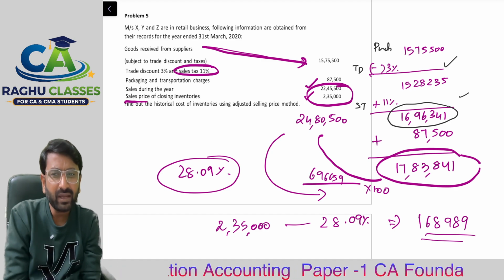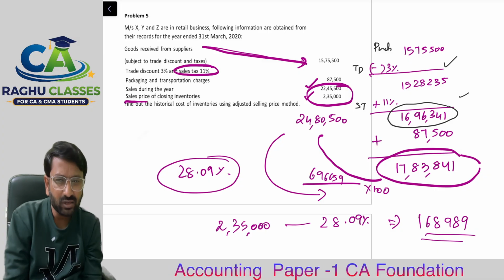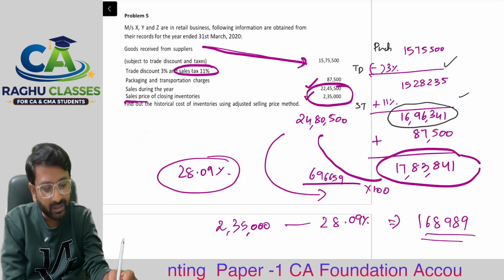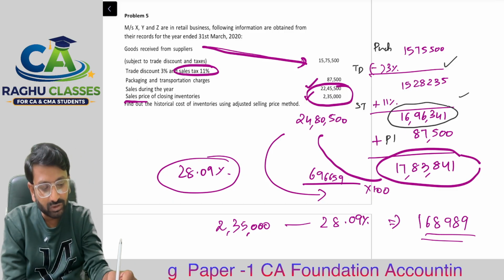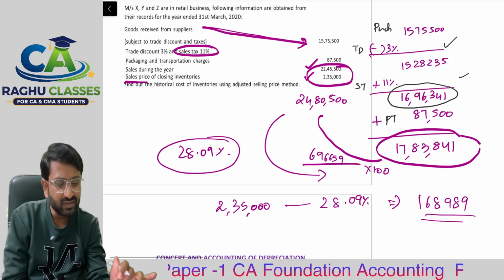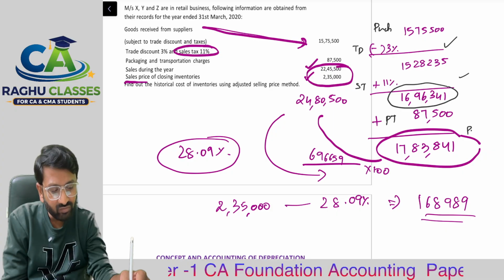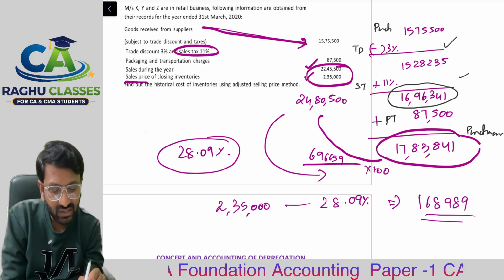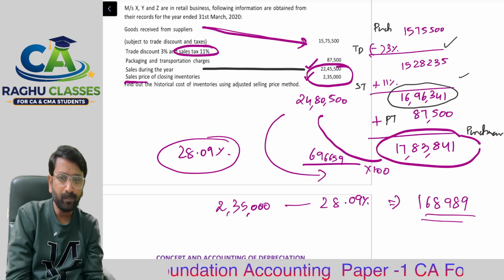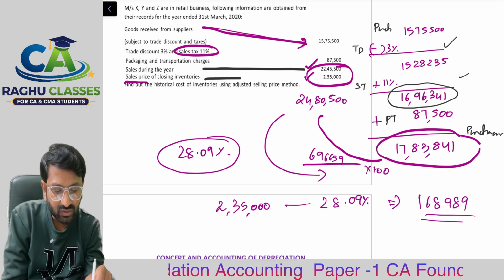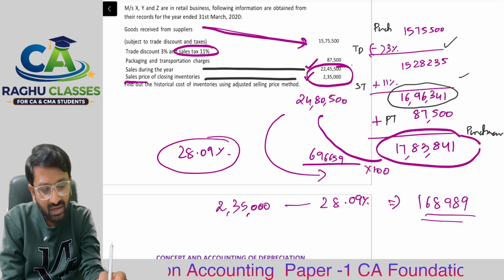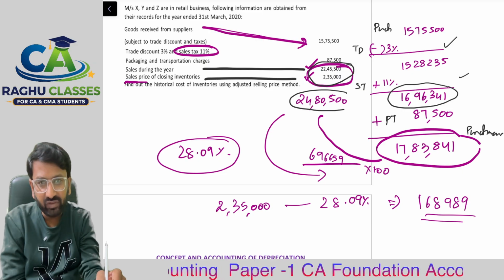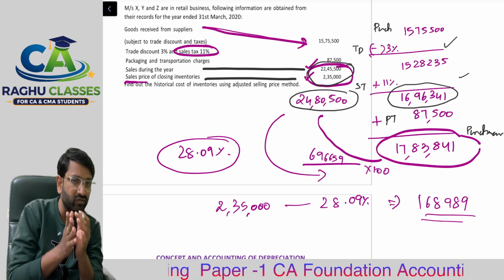Next, packing and transportation. See, that is directly related to bringing the item to your present location. So add that packing and transportation. Finally, 17 lakh 83,841 will be your gross purchases. Now they gave you sales during the year as 22,45,500. Selling price of the closing stock is 2,35,000. If I add these two, that will give me the total sale value 24,80,500. This is what I can sell everything for.